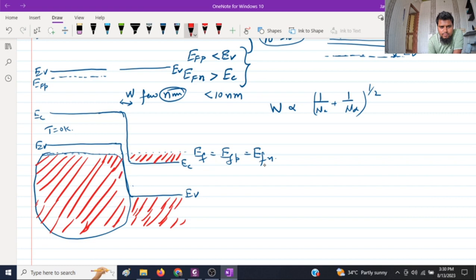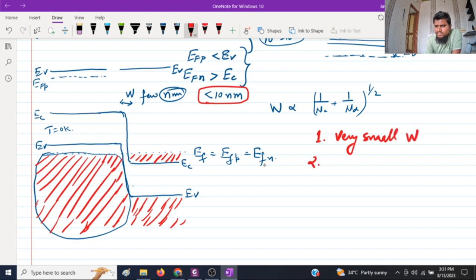Now, in the tunnel diode, I had said that if the junction width is very small, and that condition is already satisfied, then there will be tunneling. But for tunneling there was another condition. Number one was a very small width W. Number two was an available vacant energy state on the other side.